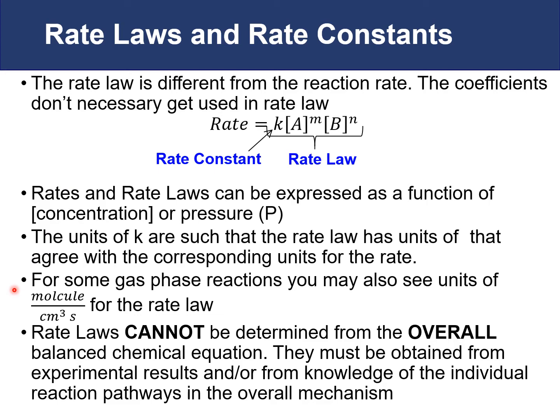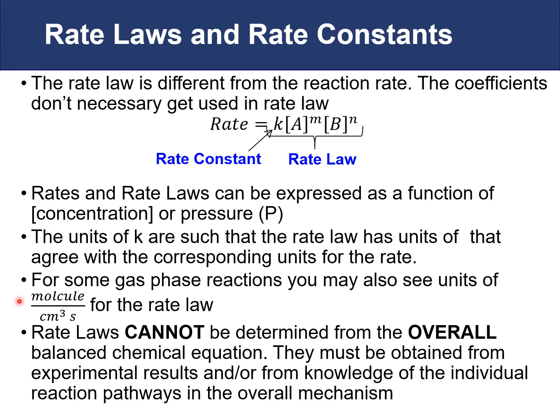Now, for some reactions, the rate law could end up with rates in molecules per cubic centimeter per second. This is seen in different types of gas phase reactions, particularly in the field of atmospheric chemistry. We look at molecules per cubic centimeter per second, but for this class, we will pretty much be sticking with moles per liter per second.